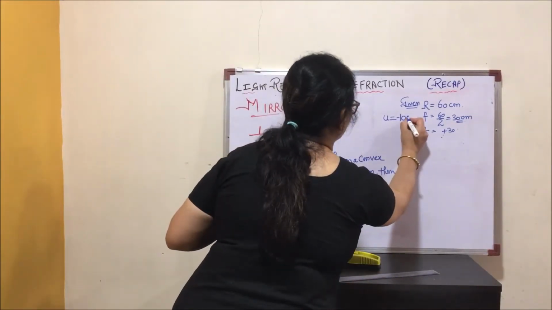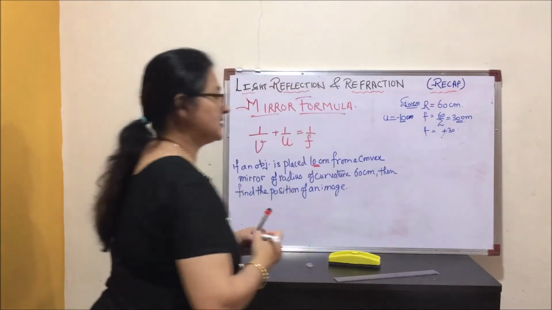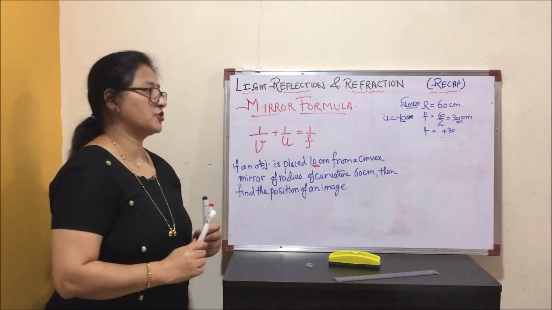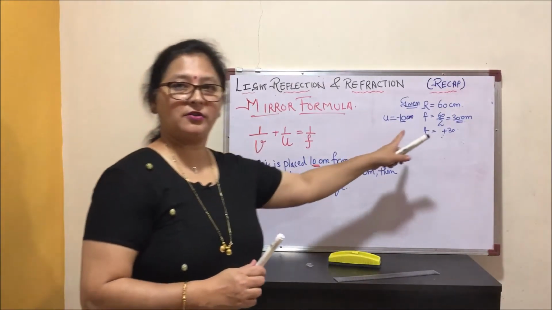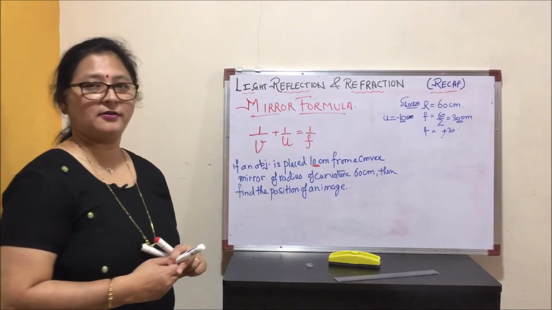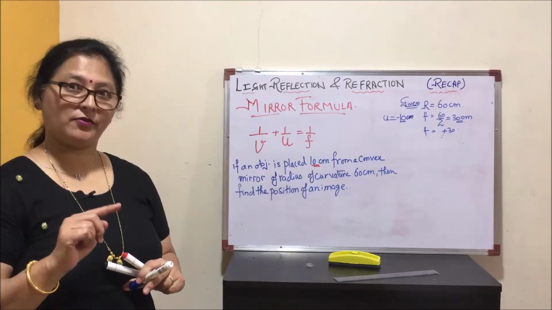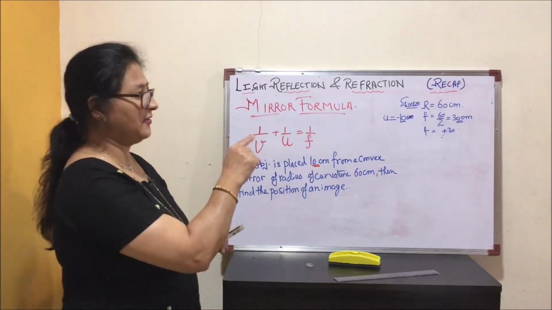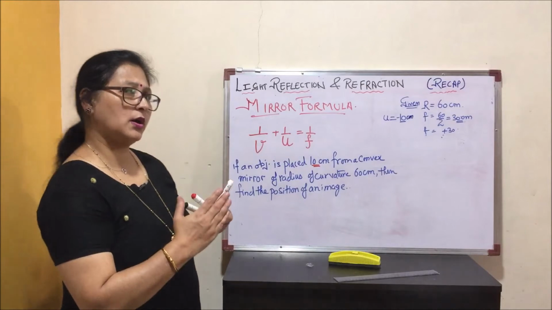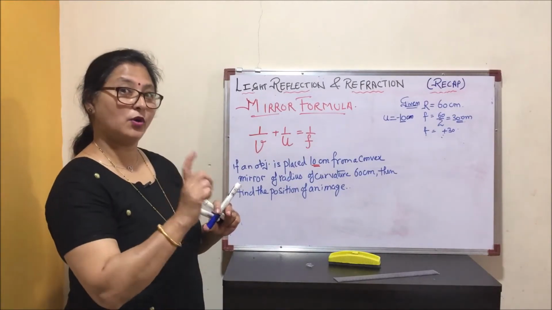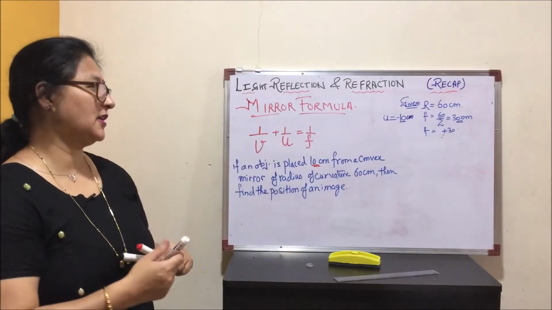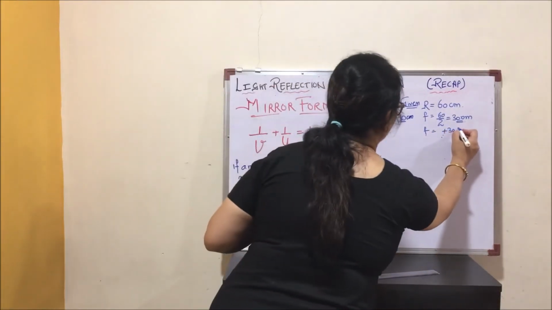So U, the object distance, is minus 10 centimeter. The radius of curvature R is 60 centimeter. And what about the focal length then? Focal length is half of the radius of curvature, so 60 divided by 2, that is 30 centimeter. Remember, the focal length in case of convex mirror is on the right hand side, so it will be positive 30 centimeter.